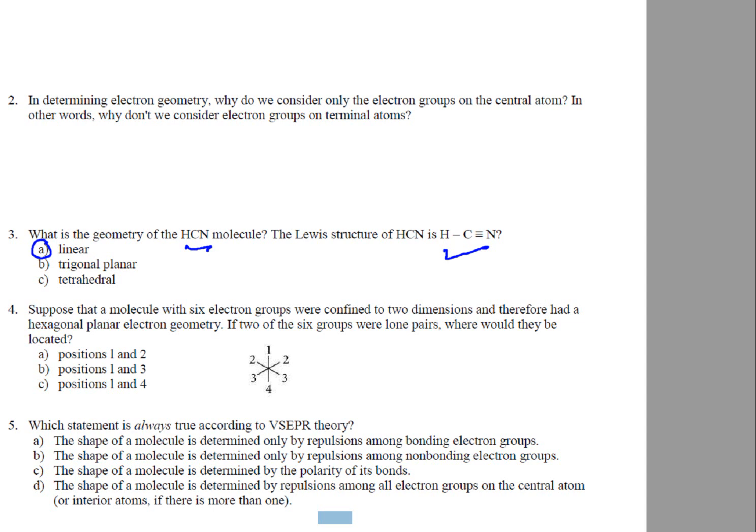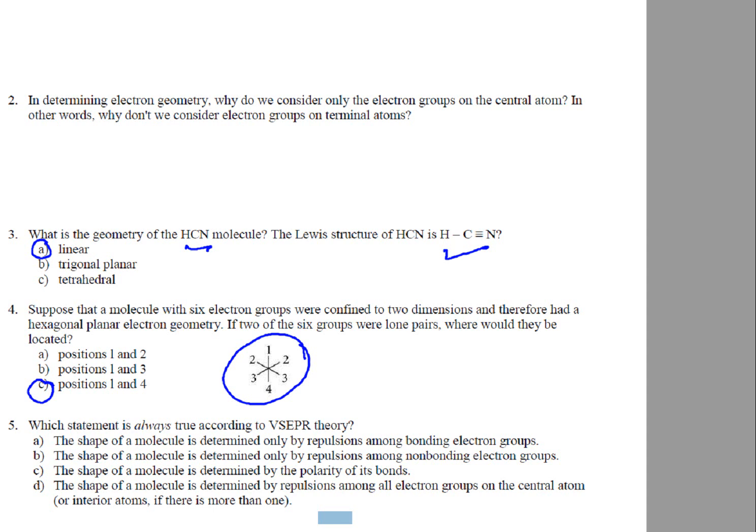In this question, suppose that a molecule with 6 electron groups were confined to 2 dimensions and therefore had hexagonal planar geometry. If 2 of the 6 groups were lone pairs, where would they be located? So if 2 of those 6 groups were lone pairs, where will they be located? Yes, they will be in positions 1 and 4 because, as you know, the highest repulsion is between lone pairs and lone pairs.